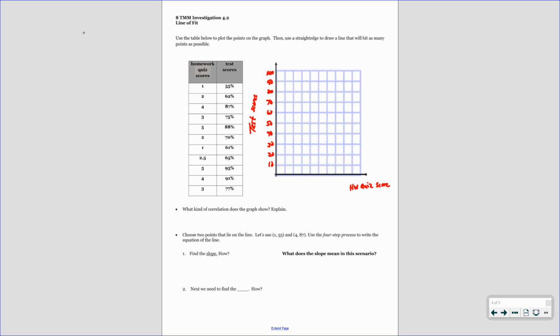Let me get more screen here so I can see it. And then down here, because these are going up by ones and by halves, I'm just going to go up by halves every time. And I should be able to fit all of the data in here.